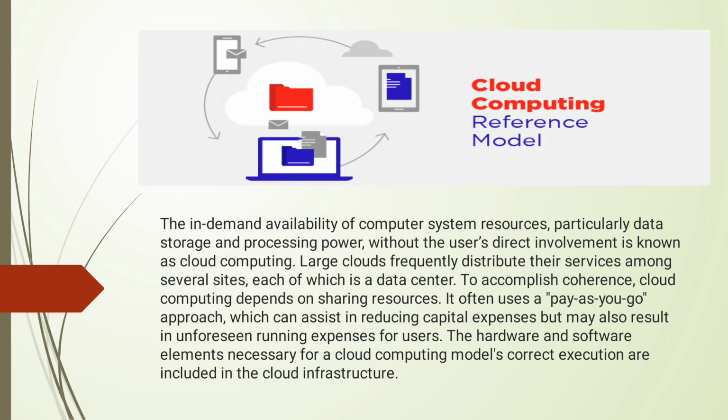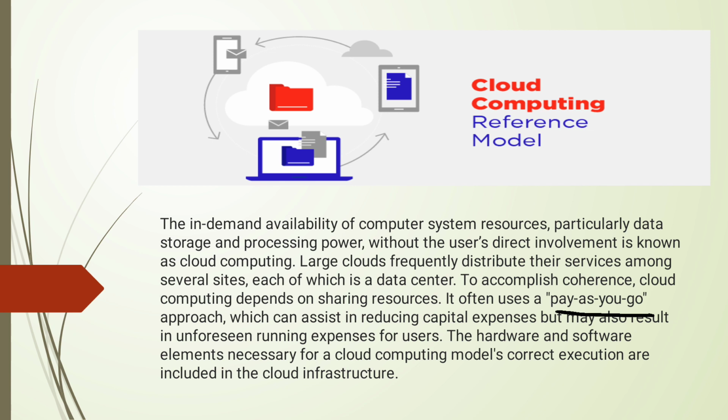In the cloud computing reference model, there is on-demand availability of computer system resources, particularly data storage and processing power, without the user's direct involvement. In cloud computing, large clouds frequently distribute their services among several sites, each of which is a data center. To accomplish coherence, cloud computing depends on sharing resources. It often uses pay as you go, which avoids unforeseen running expenses for users.